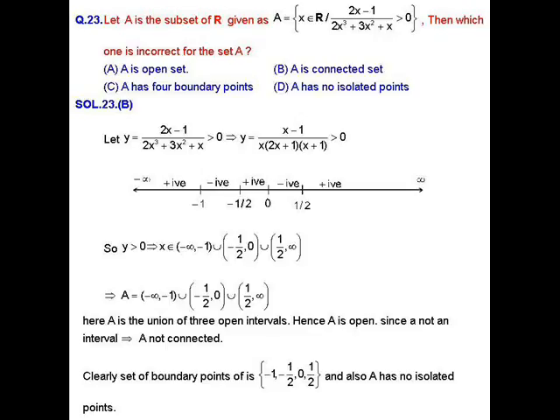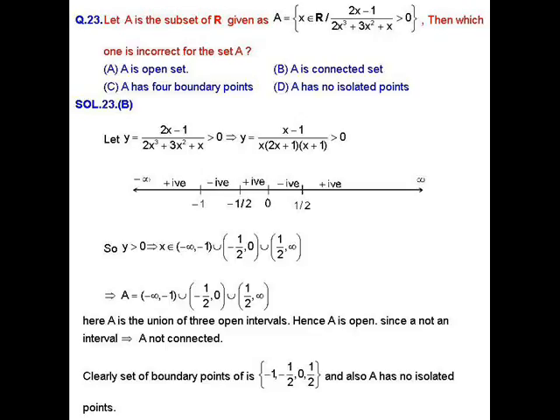So when we take the positive values of y, x belongs to the open interval minus infinity to minus 1, union minus 1 by 2 to 0, union 1 by 2 to infinity. That is, our set A is nothing but a union of 3 open intervals. That is, A is equal to the open interval minus infinity to minus 1, union the open interval minus 1 by 2 to 0, union the open interval 1 by 2 to infinity. So here we have defined set A, so we can check the given options easily.